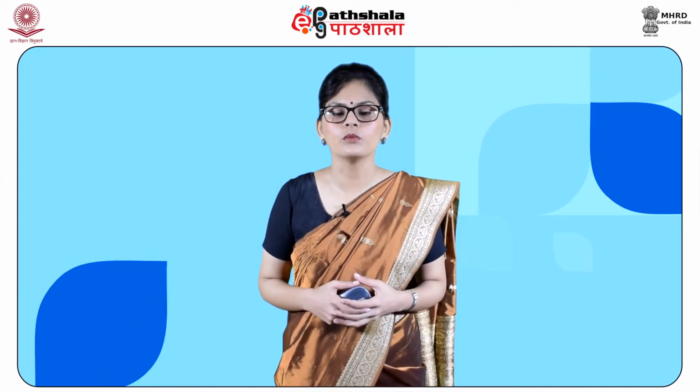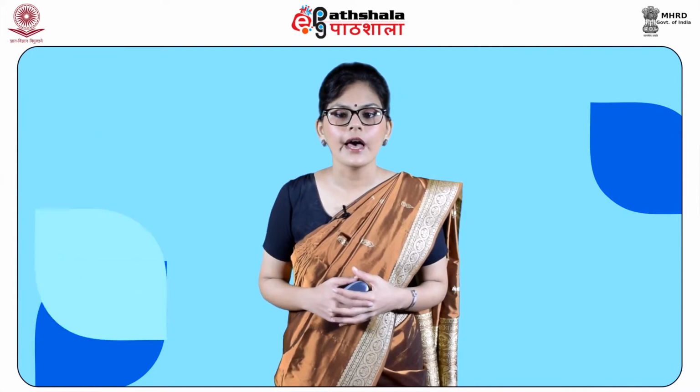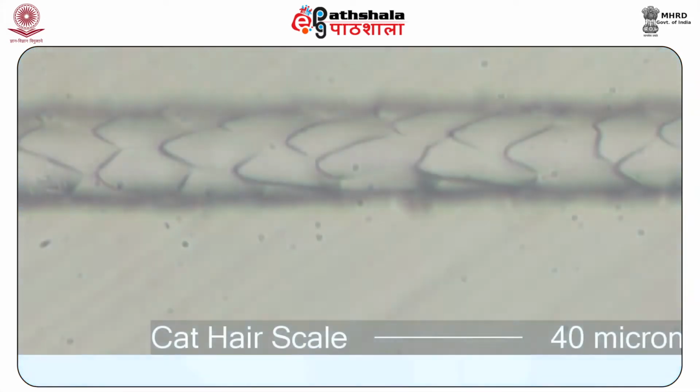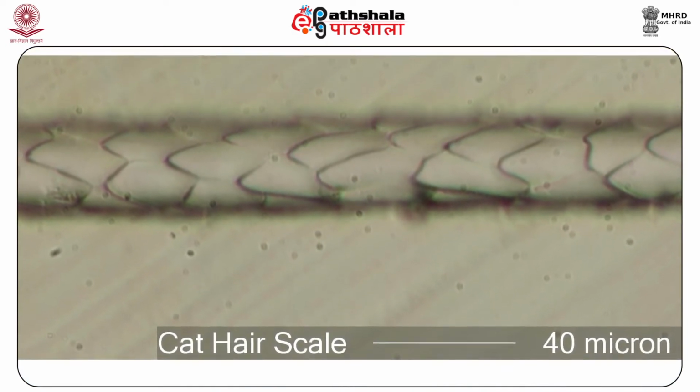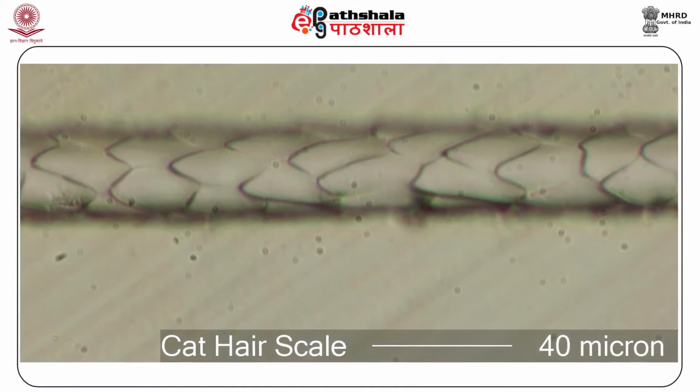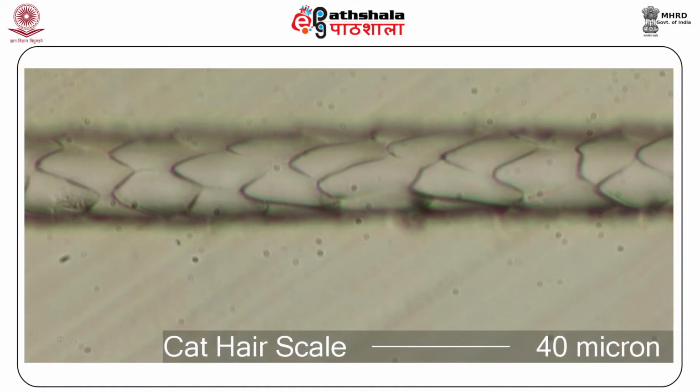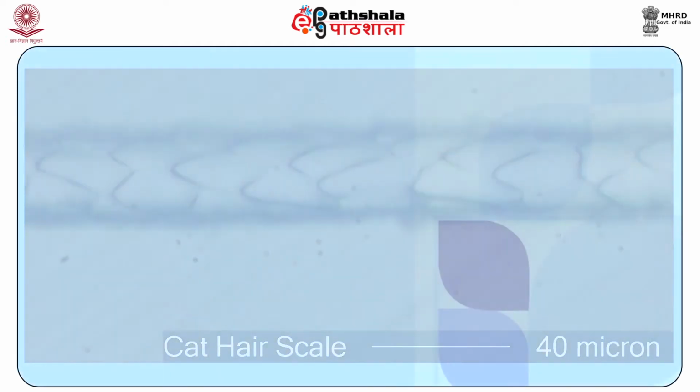Another way to examine cuticle is by using an electron scanning microscope. Maintenance and cost of such instruments is high. Animal scales appear as shingles on a roof. For species identification, various scale patterns formed on animal hairs are used.